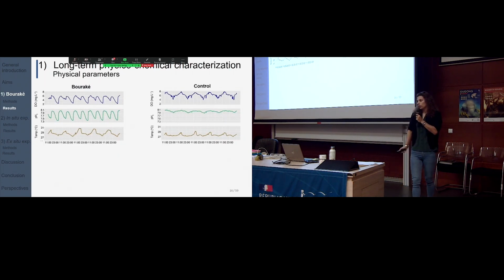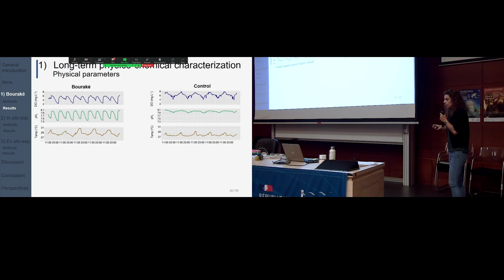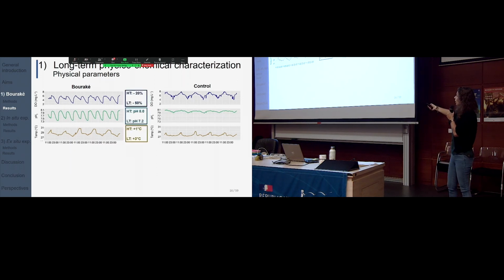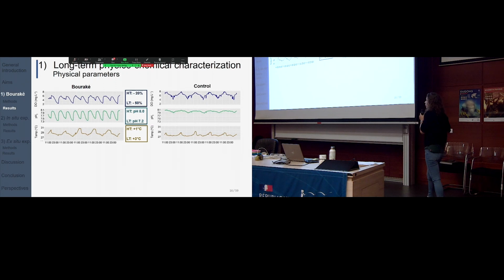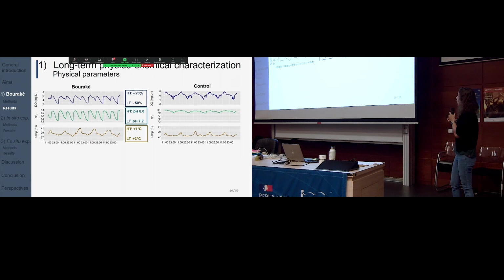Here we can see some results of the physical parameters that I measured in summer 2020 in Bouraké and in a control site. We can see that Bouraké has a daily fluctuation of dissolved oxygen, pH, and temperature, while these parameters stay quite stable over time in a control site. Compared to a control site, in Bouraké dissolved oxygen can reach less than 50%, pH ranges from 8 to 7.2, and temperature can be 1 to 3 degrees higher.